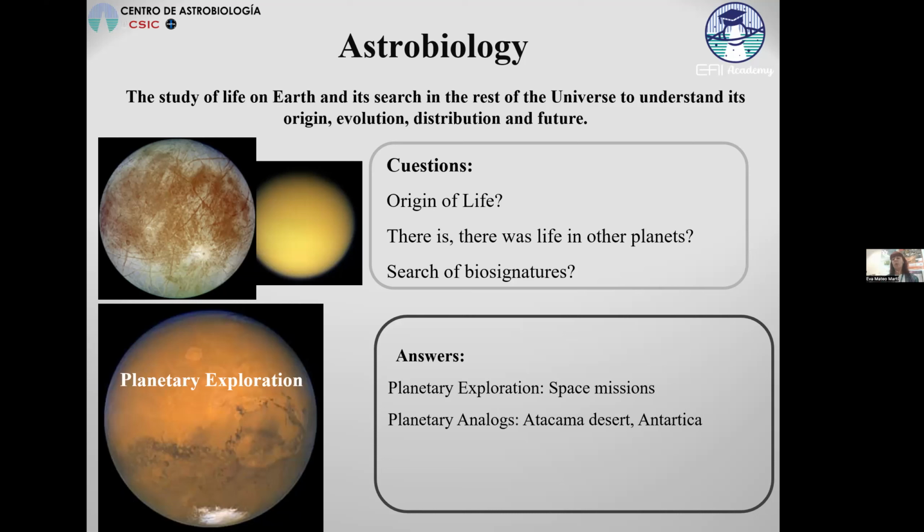The answer could come by doing planetary exploration, meaning the space missions, the planetary missions, to do the experiments in situ in the planetary object that we are going to study. On the other hand, it could come from the planetary analogs, meaning to study the Atacama Desert, Antarctica, or even Rio Tinto here in Spain. And our approach is doing laboratory experiments by planetary simulation.